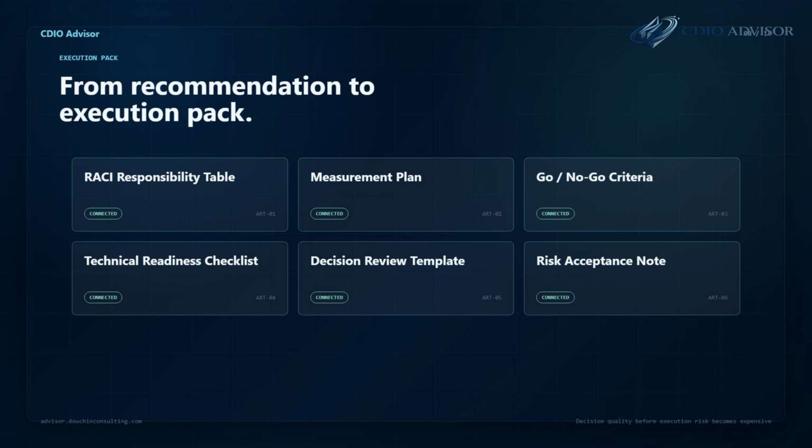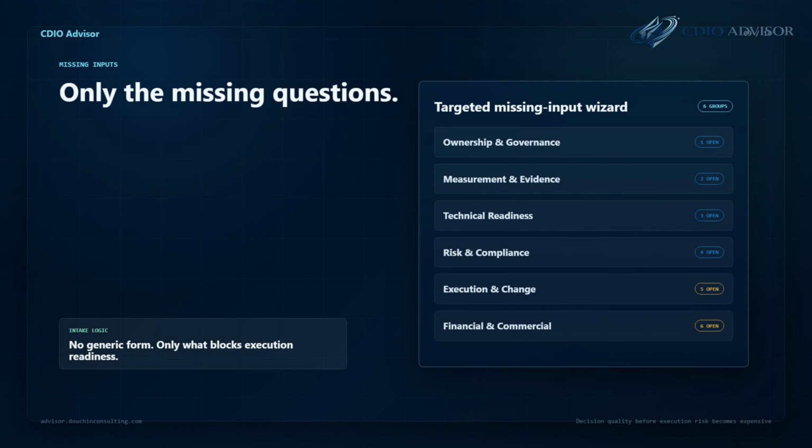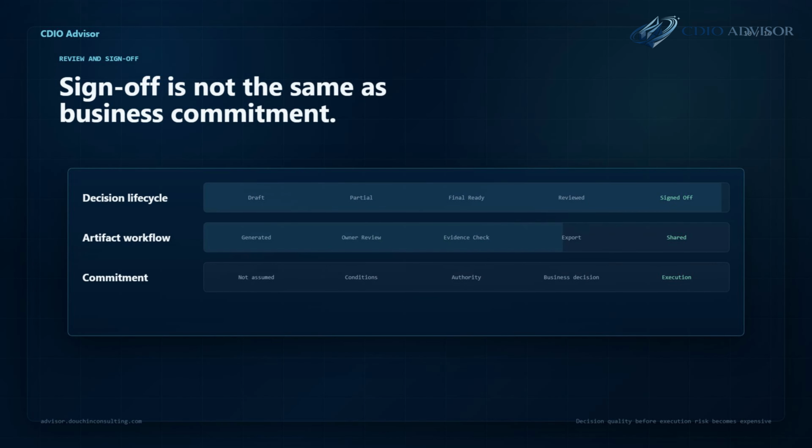When information is missing, CDIO Advisor does not ask users to complete another generic form. It asks only the missing questions: ownership and governance, measurement and evidence, technical readiness, risk and compliance, execution and change, financial and commercial constraints. Before a decision becomes a business commitment, the execution pack can be reviewed and signed off.